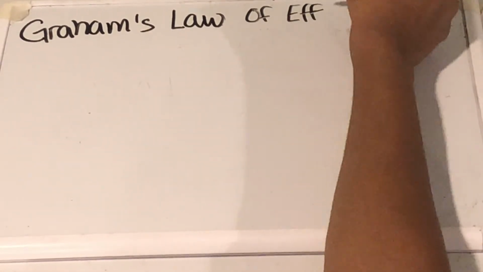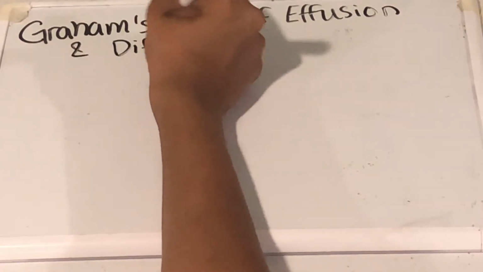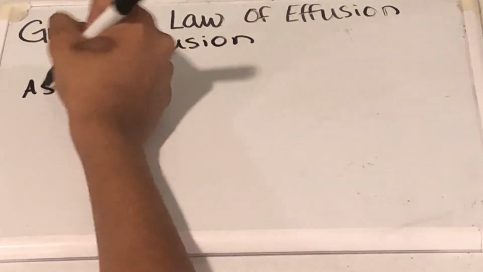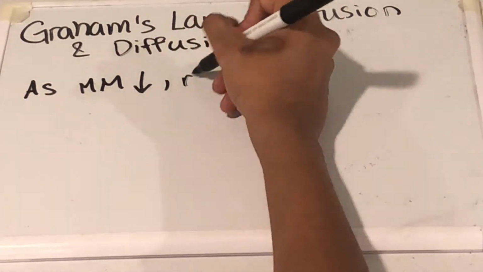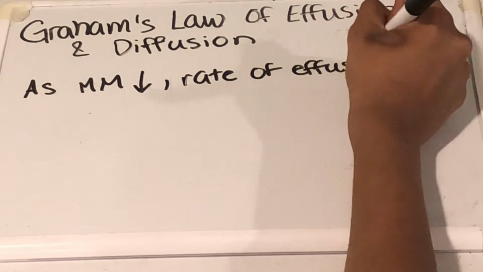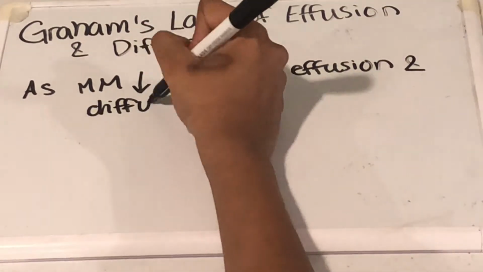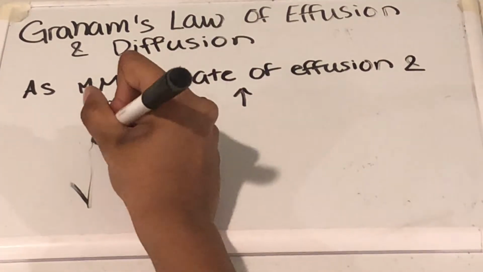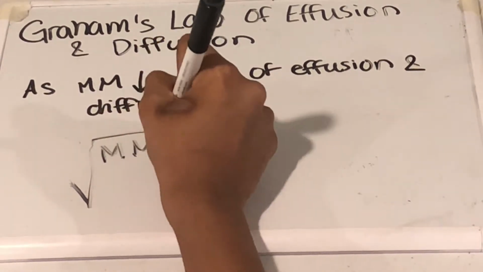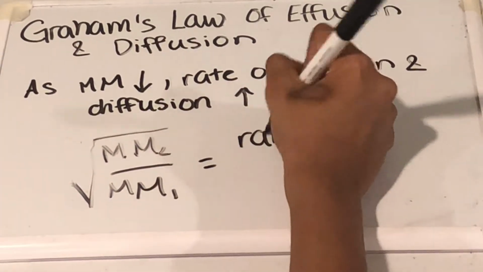Effusion is a process in which a gas escapes from a container through a relatively small hole, while diffusion is the net movement of molecules or atoms from a region of higher concentration to a region of lower concentration, or put simply, the spreading out of molecules. Graham's law of effusion and diffusion states that as the molar mass of gas particles decreases, the rate of effusion and diffusion increases. The formula is the following, with mm being molar mass.